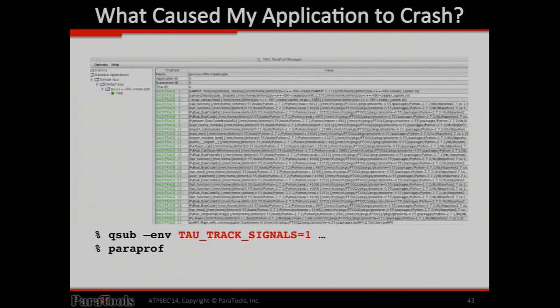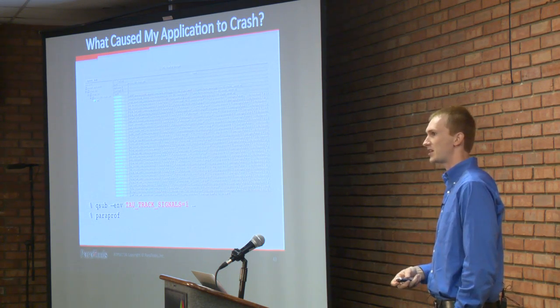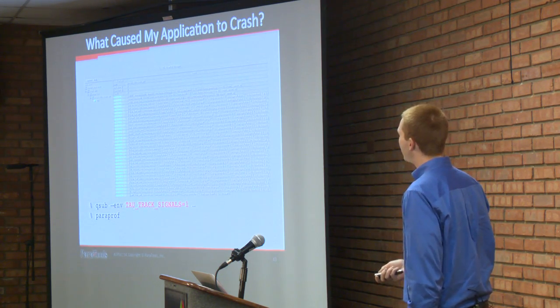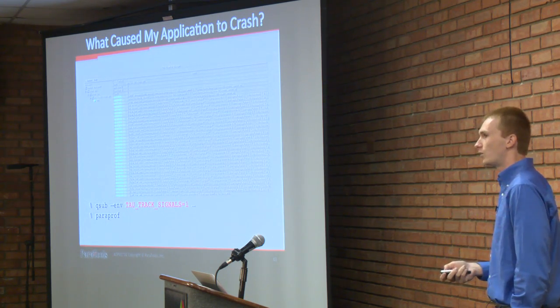And then finally, now Tau's a performance debugger in that sense, but it's really not a source code debugger. It can't track variables or place breakpoints or anything like that. But it can be useful in debugging your application. So imagine you have a code that runs for 20 days and then finally dies, and you have no idea why. Well, if you had instrumented with Tau, you can send this Tau track signals environment variable.